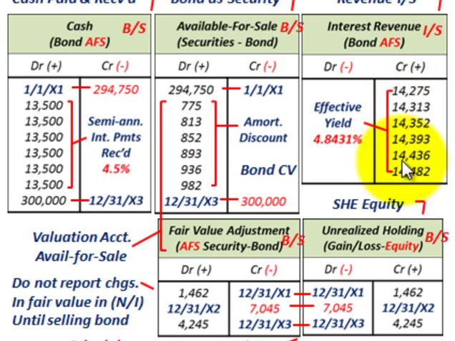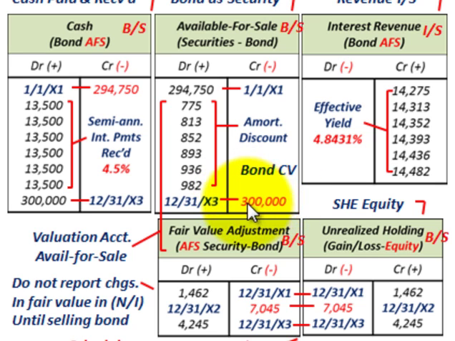So your credits here to your interest revenue are going to balance with your debit entries here to your amortized discount here, and also the debits here to your cash account. And then when the bond matures here, you would just remove it off your available for sale securities account.